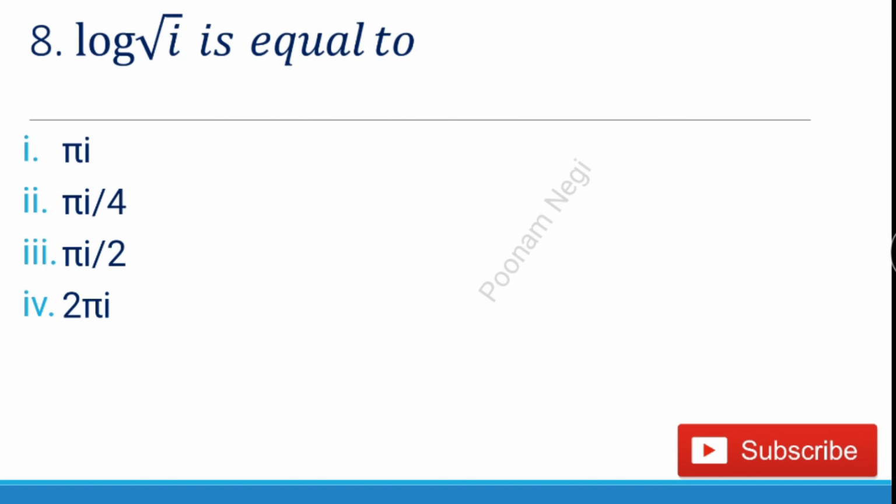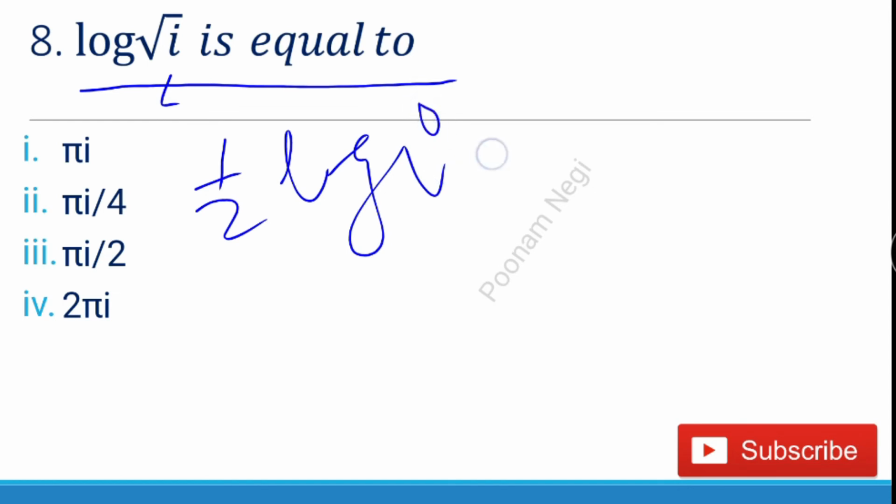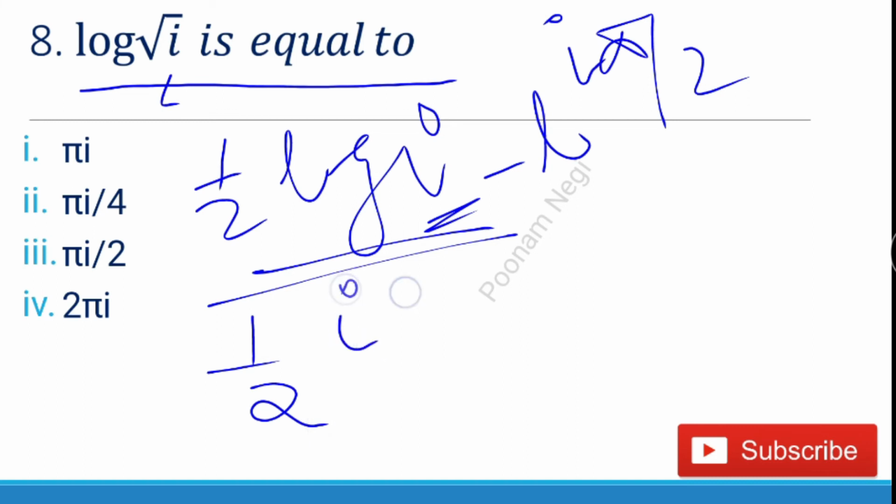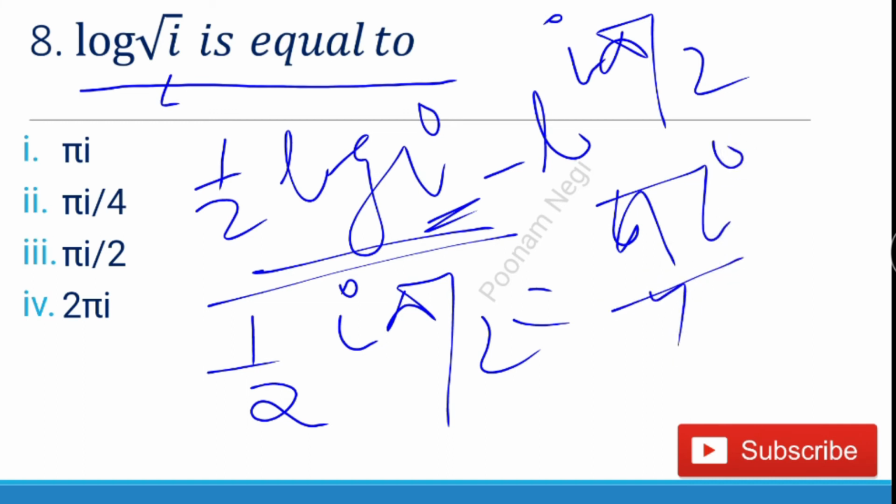Next question: log of root i is equivalent to... This can be written as 1/2 log i, and as we know, this i can be written as e to the power iπ/2. So this given function 1/2 log i will be 1/2 · iπ/2, that means πi/4. It means the correct answer is option number 2. πi/4 is our answer.